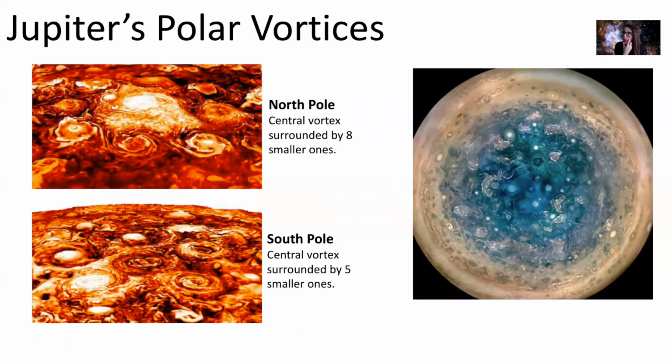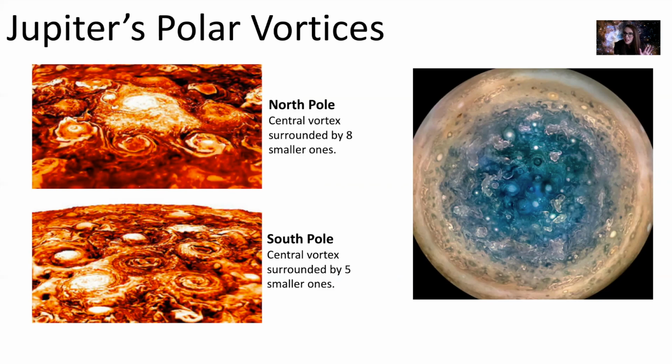And Jupiter's poles are really interesting. Jupiter also has vortices, hurricanes, at its north and south poles. So we only recently got to see these really cool images of Jupiter's poles taken by a spacecraft called Juno, which is orbiting around Jupiter's north and south pole. It was unexpected that we would see these beautiful vortices like this on Jupiter's north and south poles. So Jupiter's north pole, this is an example of these vortices at Jupiter's north pole. You have a central vortex that is surrounded by 8 little vortices all around the edges.